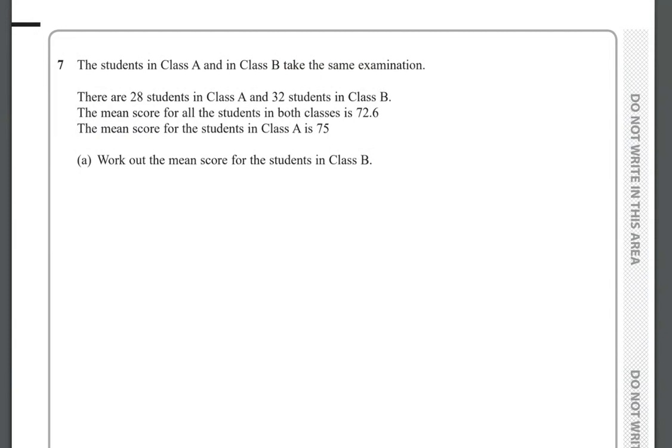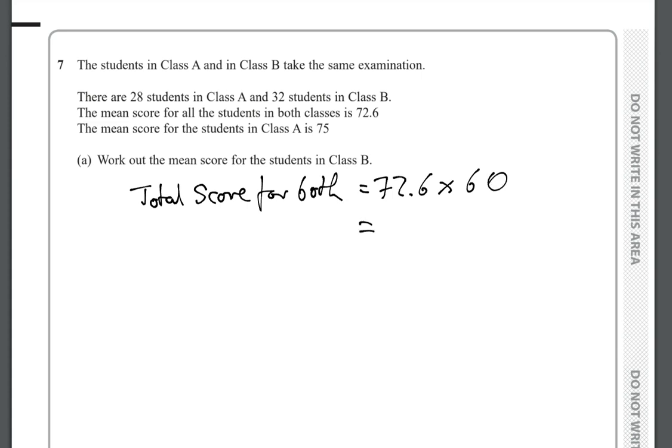Okay, so means are difficult to deal with, but we can deal with totals. So the key is the total score. So the total score for both is the mean times by how many are in both. So there's 28 and 32, so that makes 60. So the total for both is 72.6 times 60, which is 4356.